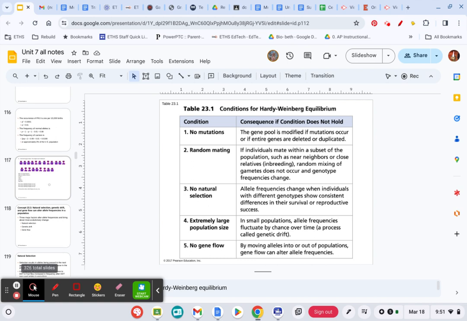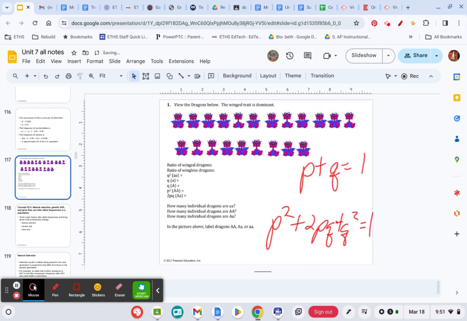I can get it to move. There we go. Okay.